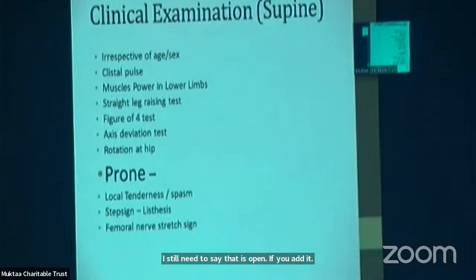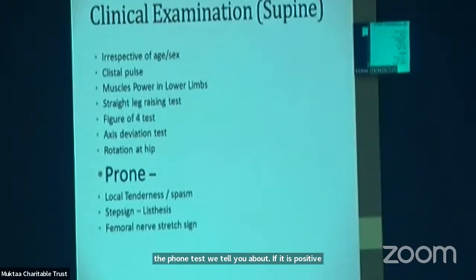So it should be done in a straight position, and it is a passive test. Remember that. Don't ask the patient to lift his leg on his own. It is not an active test. You have to lift it and stretch the nerve on your own. So that is a very important test that will tell you about root involvement. The figure of 4 test will tell you about sacroiliac joint involvement. If the patient has pain on the figure of 4 test, it will be a sacroiliac involvement.